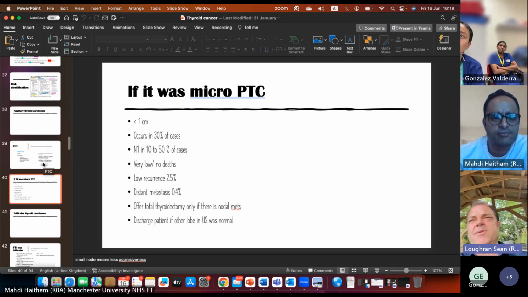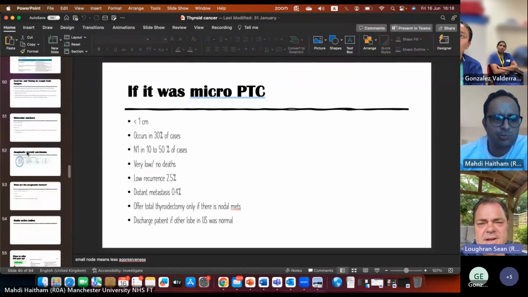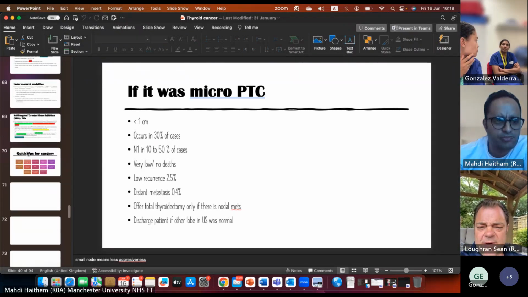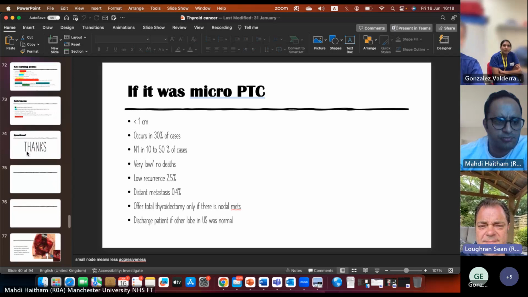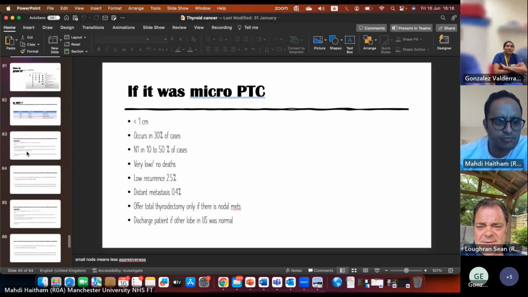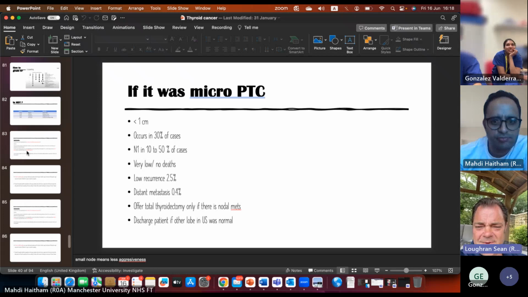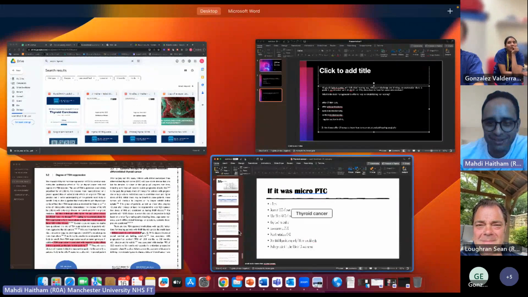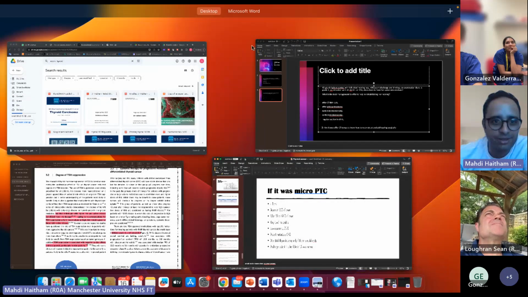Can anybody just run past me what the T stages is for thyroid cancers at the current time? Anybody, any ideas? Come on, Haytham. I'm sorry, you put that slide up. Yeah, I'm just looking at it.